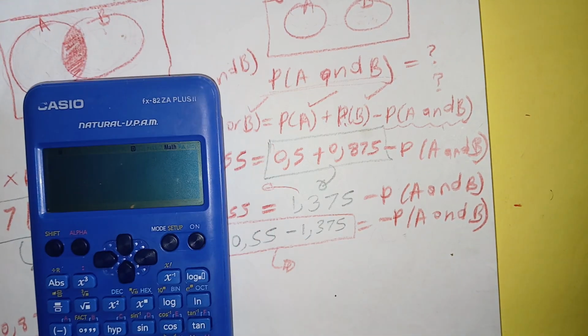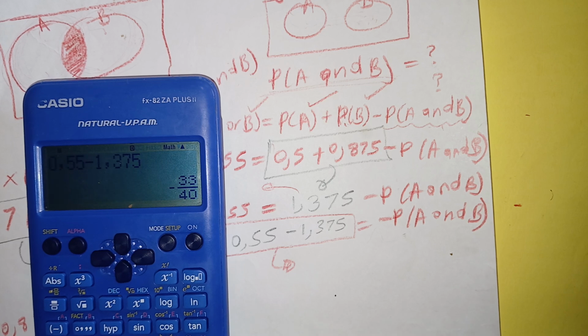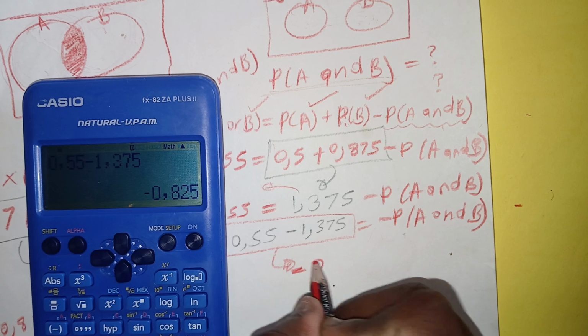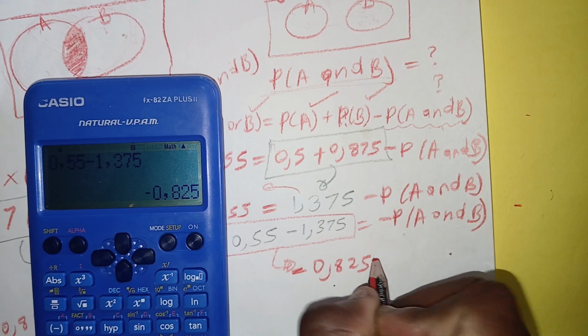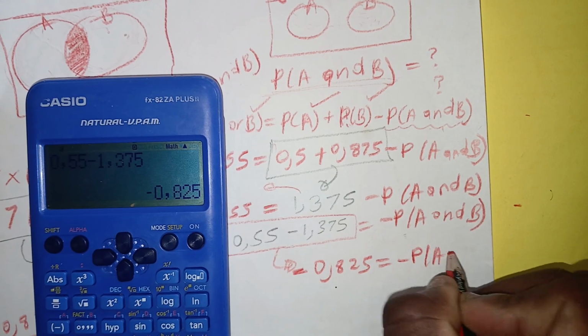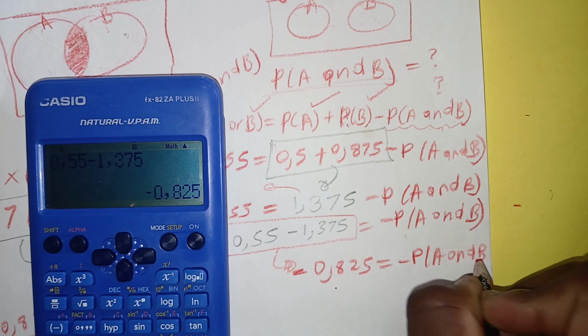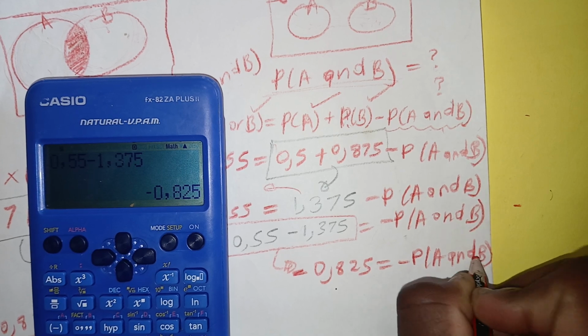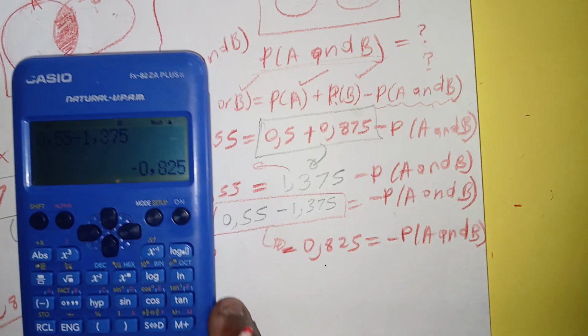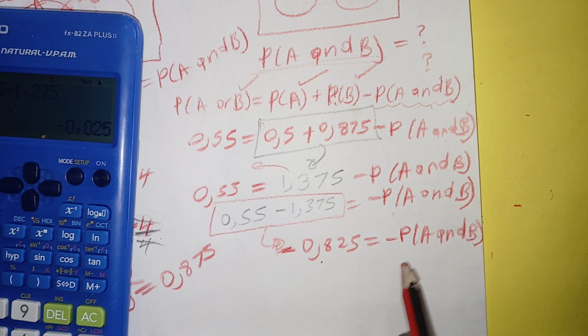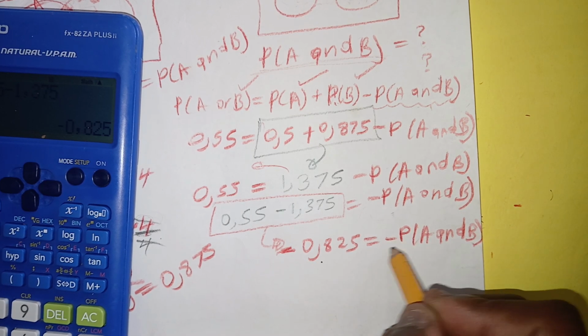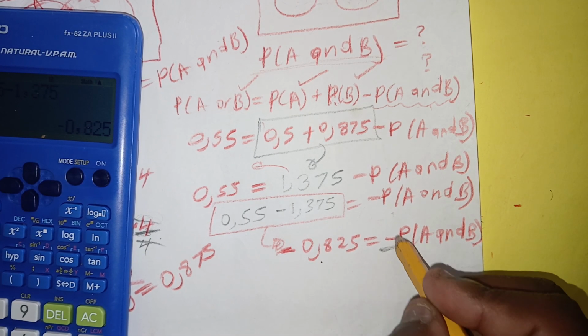So let's punch this thing. 0,55 minus 1,375. So that will get negative 0,825 minus A and B. Do you see, most guys, the idea? Yeah. And also now I know what is in front from what I need.